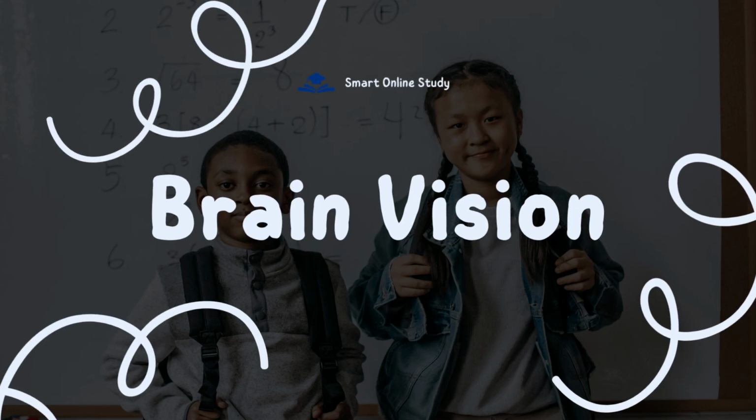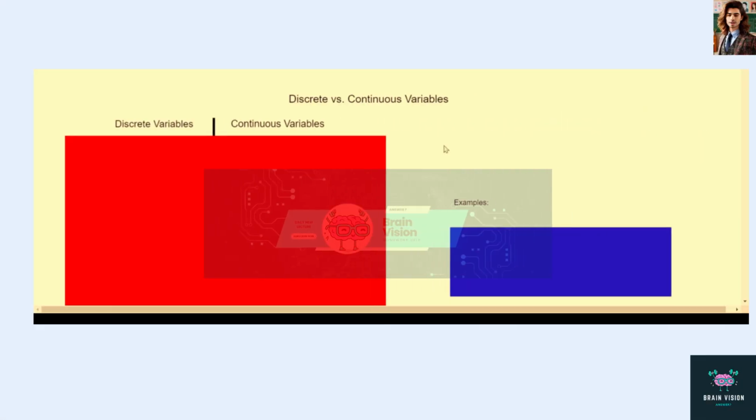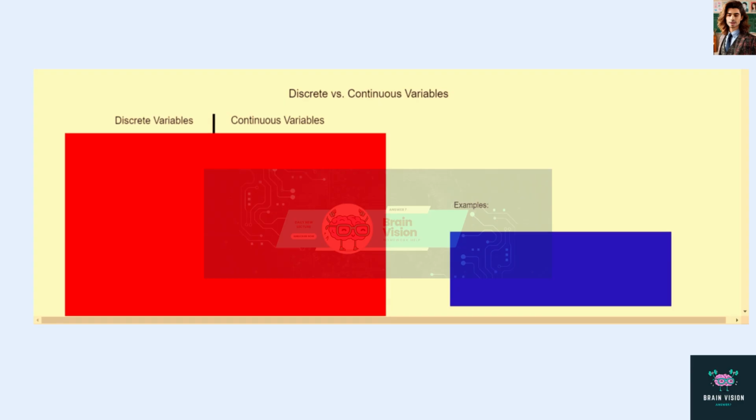Welcome to Brain Vision. Hello, today we'll be finishing up our discussion of discrete versus continuous variables. We'll start out with discussing the definitions of these two random variable types, and then we'll look at our last example of variable or data collection and determine if it falls under discrete or continuous variables.